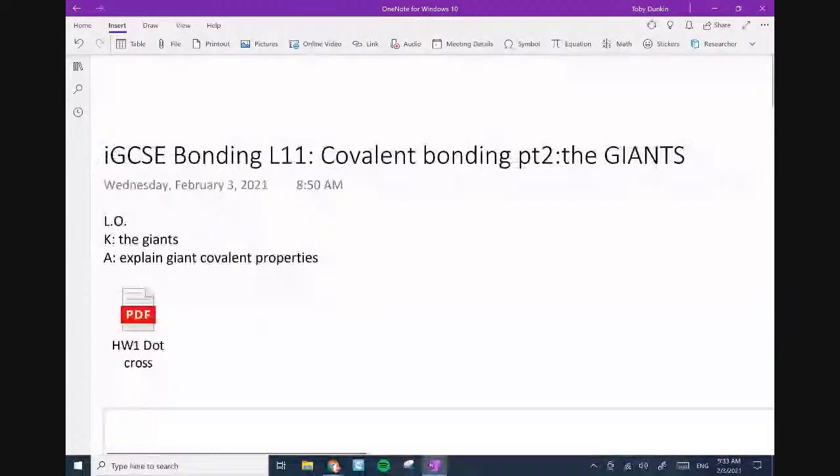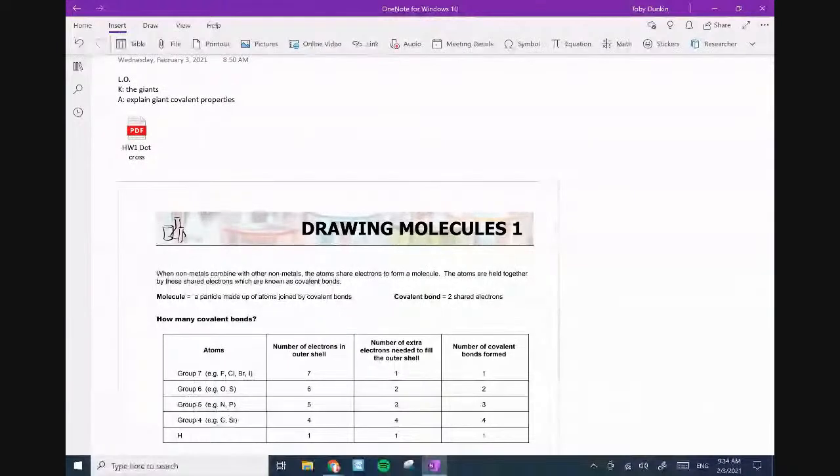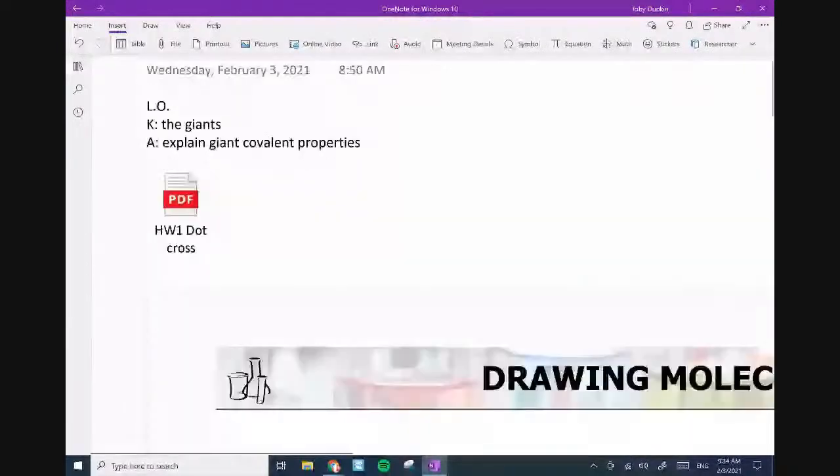I'm going to go through the homework now, Lauren. So don't worry. If you haven't done it, you can pause the video now and do the homework, and then you can watch the video back to mark it. So I'm going to go through the homework that I set you guys now. The 2 learning objectives today are to know the giants and explain giant covalent properties. But before that, let's run through your homework.